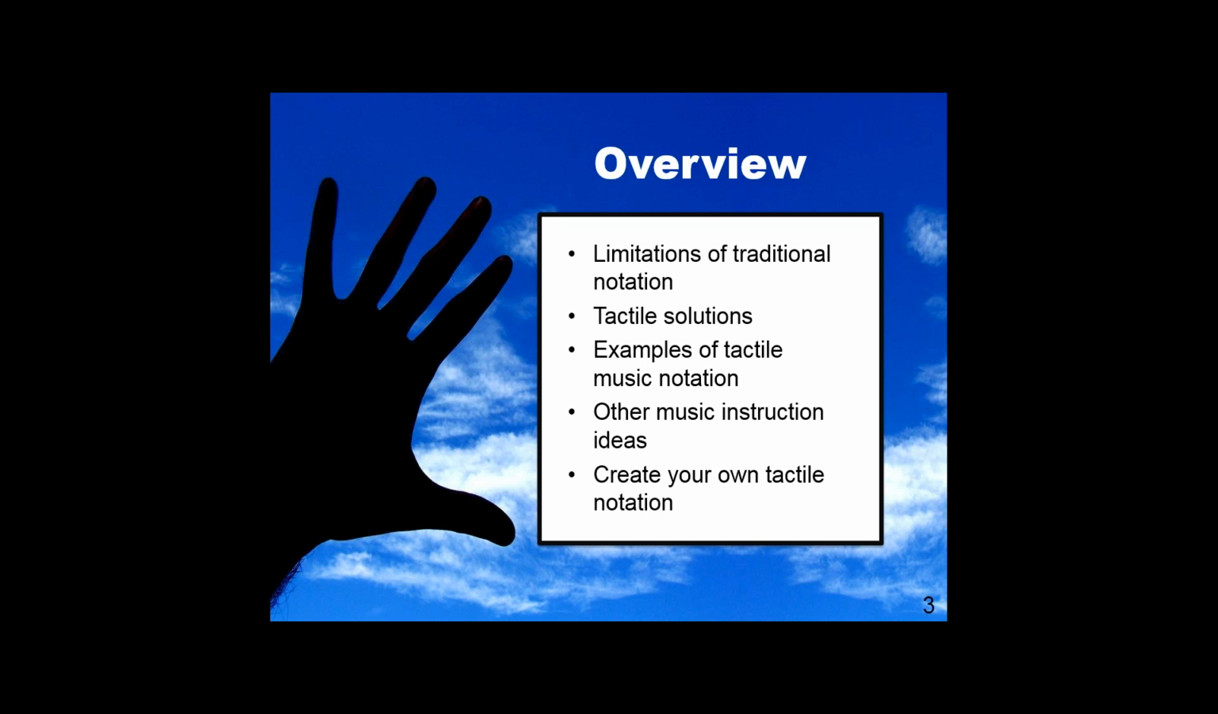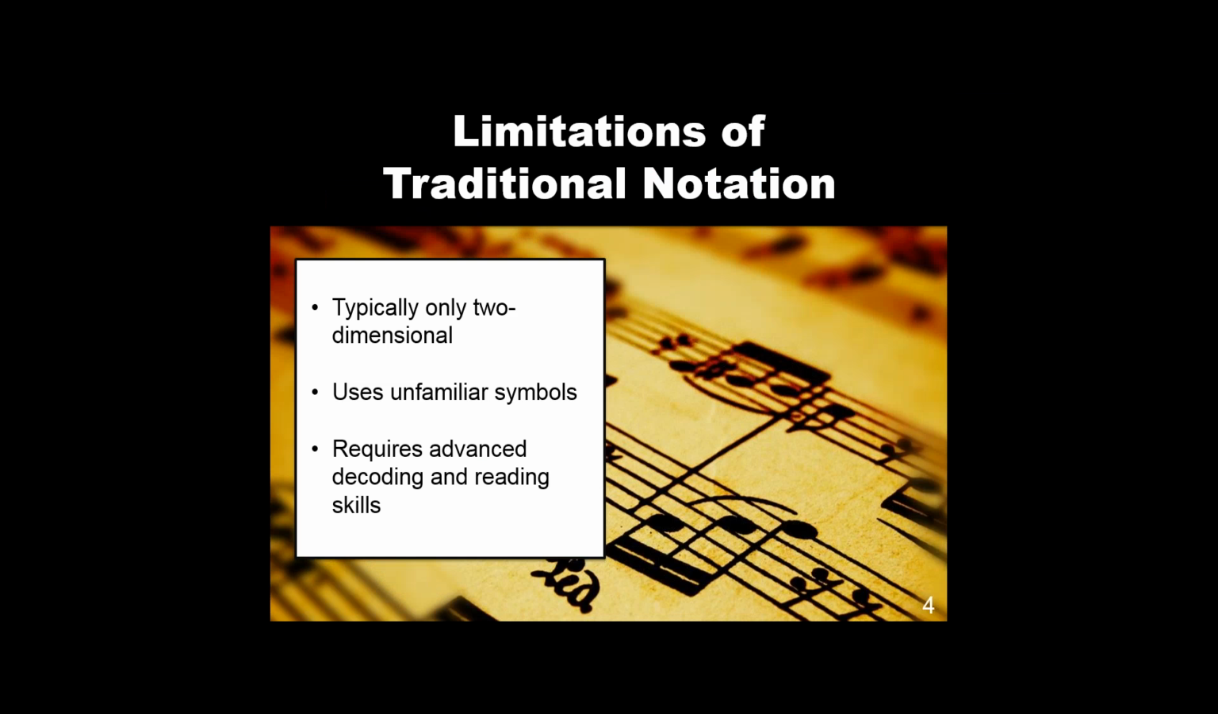Okay. So we're going to start off here with the limitations of traditional notation. Typically, it's only 2-dimensional, and it uses a lot of symbols. And maybe some of these symbols are somewhat familiar to our students. There are a lot of unfamiliar symbols there. And it also requires, when you're reading music, advanced decoding and reading skills.